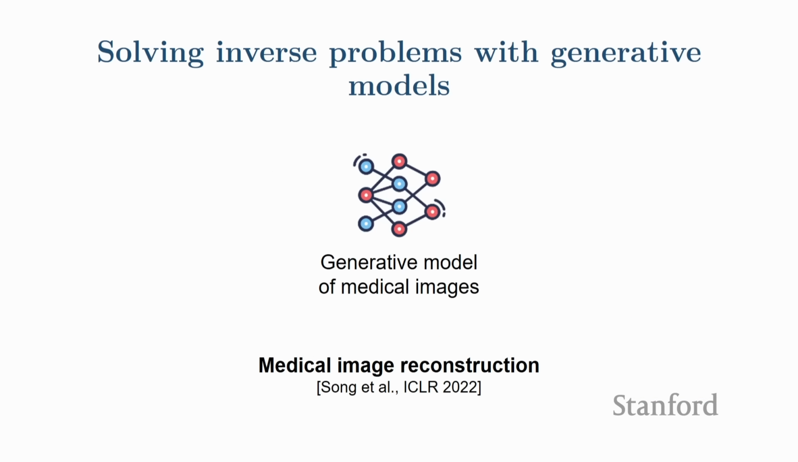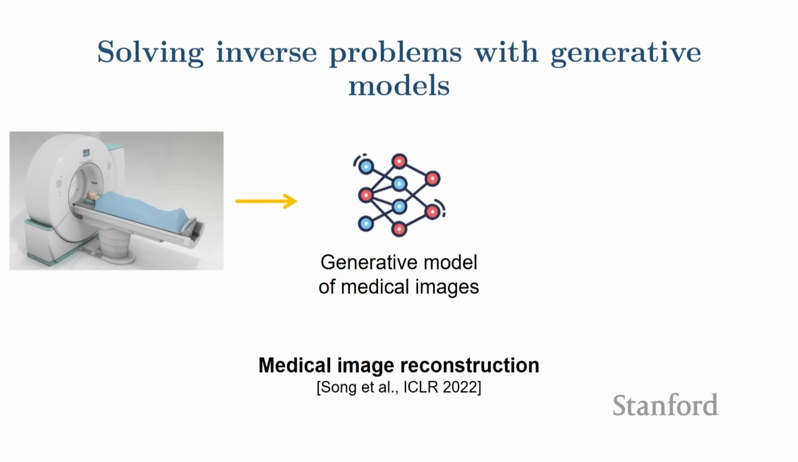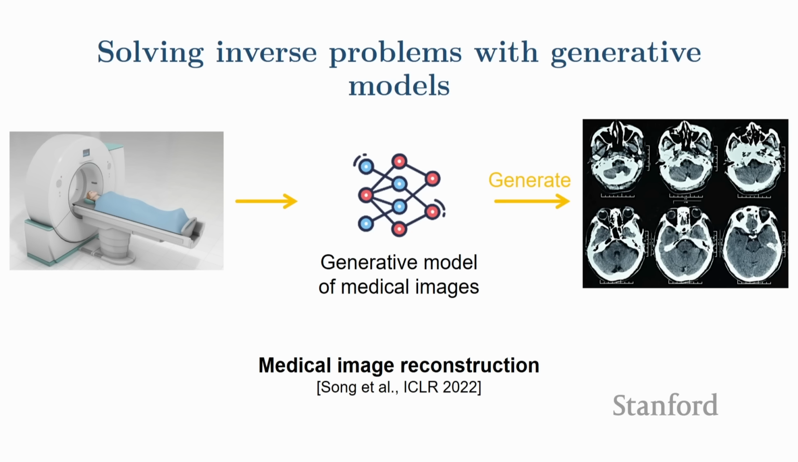Other examples that you might not think about immediately could be something like a generative model over medical images. In this case, you might use an actual signal coming from an MRI machine or a CT scan machine, and you can use that signal to reconstruct the medical image, the thing you actually care about, given this kind of measurement that is coming from an actual machine.